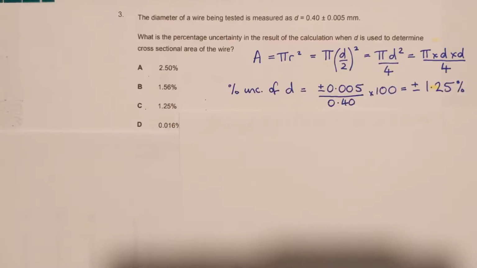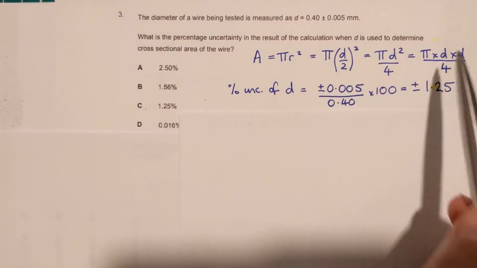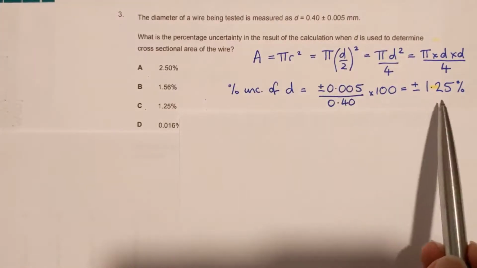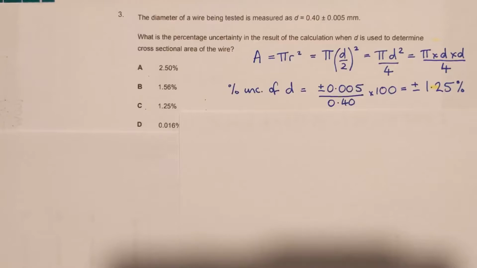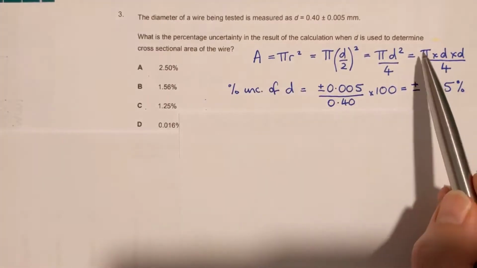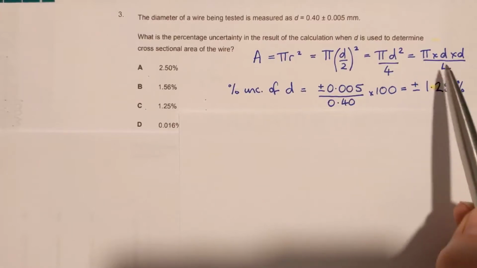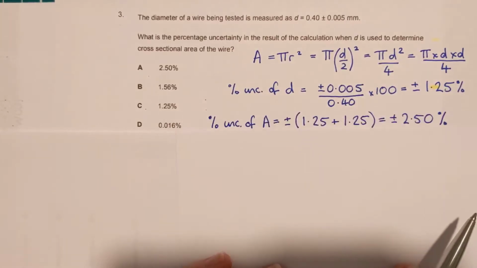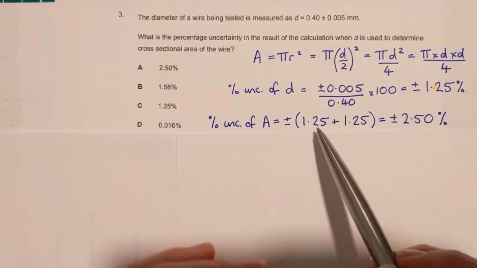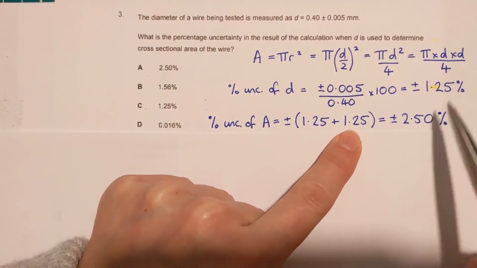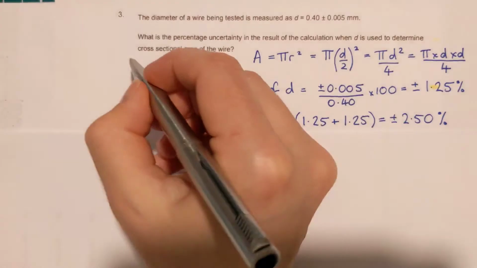So the percentage uncertainty of d is absolute over the value, and that comes out as 1.25. Now, the percentage uncertainty of A, the pi doesn't have any uncertainty, the 4 doesn't have any uncertainty, but this D has that much and this D has that much. So the percentage uncertainty of A is 1.25 for that D plus 1.25 for that D, and the correct answer is A.